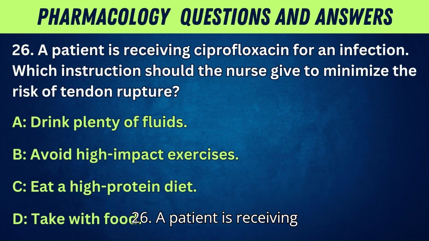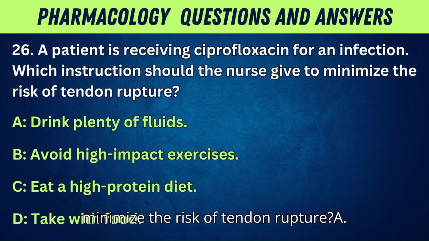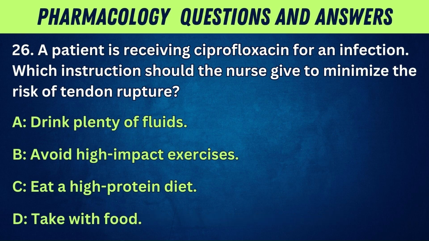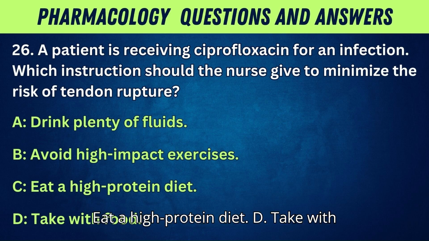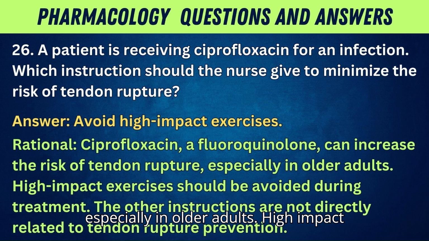26. A patient is receiving ciprofloxacin for an infection. Which instruction should the nurse give to minimize the risk of tendon rupture? A. Drink plenty of fluids. B. Avoid high-impact exercises. C. Eat a high-protein diet. D. Take with food. Answer: Avoid high-impact exercises. Rationale: Ciprofloxacin, a fluoroquinolone, can increase the risk of tendon rupture, especially in older adults. High-impact exercises should be avoided during treatment. The other instructions are not directly related to tendon rupture prevention.